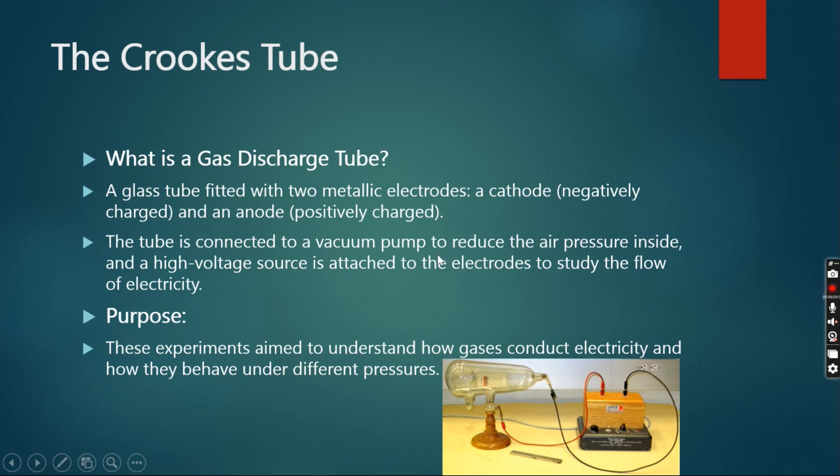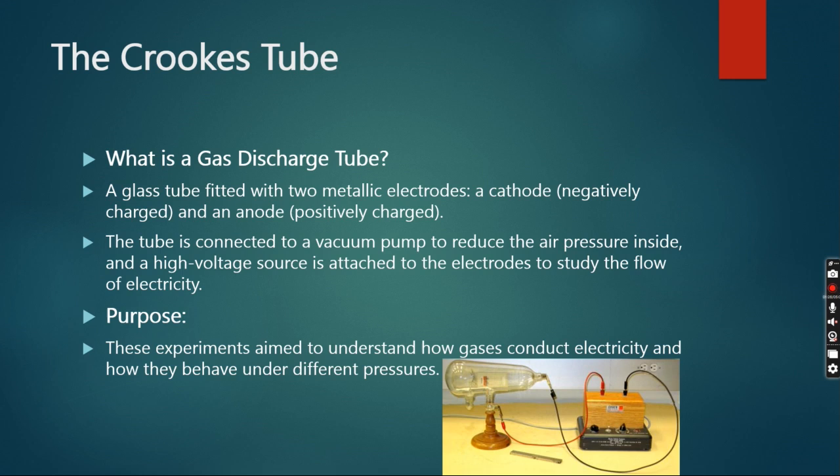So what is discharge tube? It is a glass tube with two metal electrodes, cathode and anode. Cathode is connected to negative terminal of the battery and anode is connected to the positive terminal of battery. The tube is filled with a gas, air or vapor of any substance at any desired pressure.